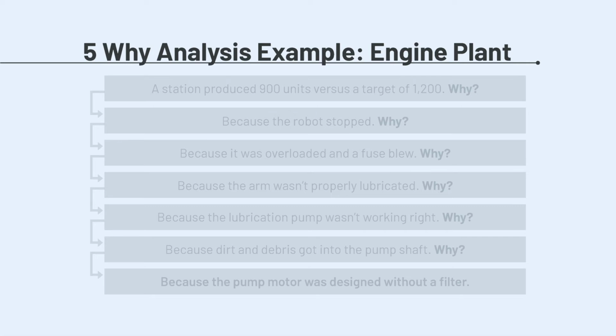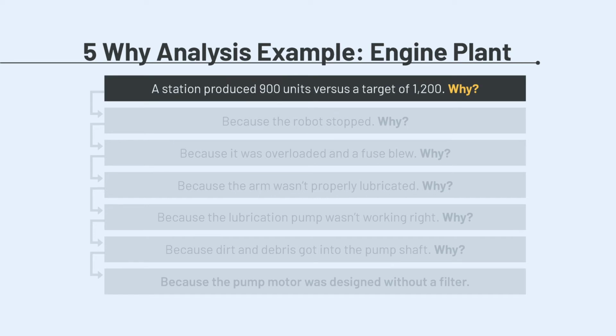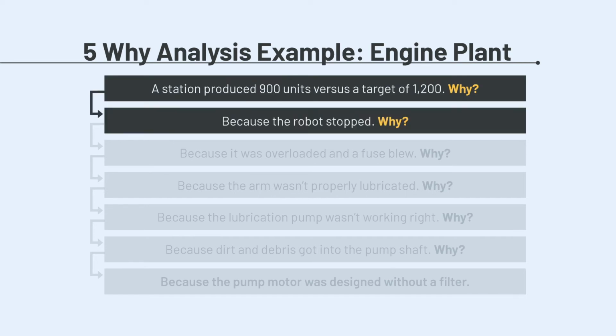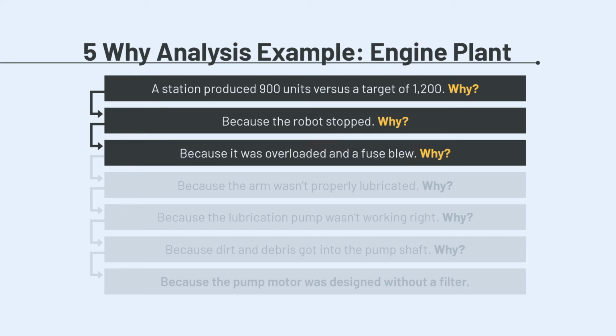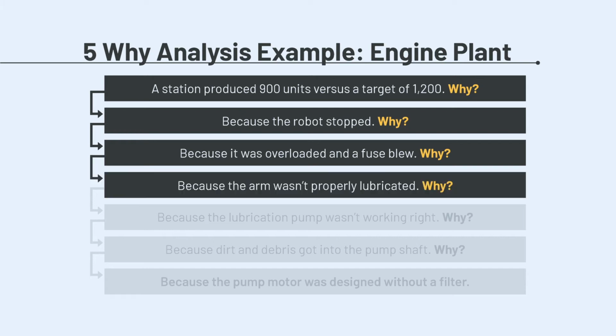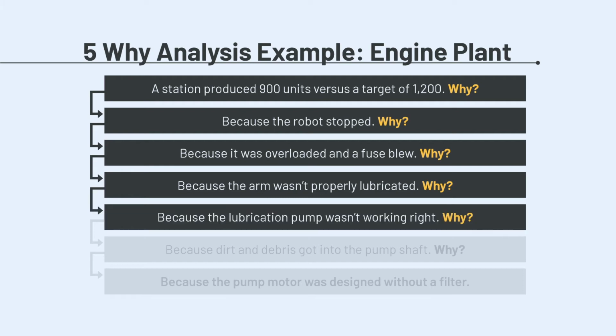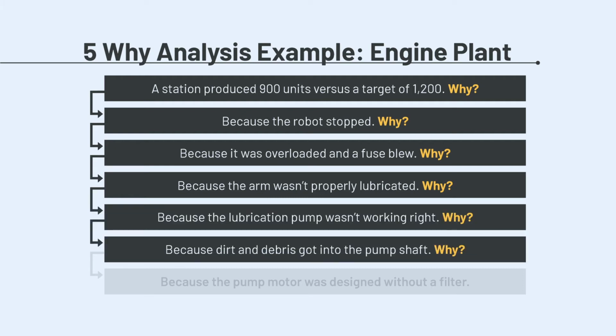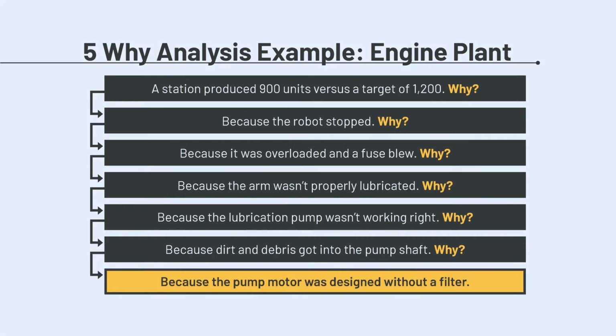from an engine plant. The station produced 900 units versus a target of 1,200. Why? Because the robot stopped. Why? Because it was overloaded and a fuse blew. Why? Because the arm wasn't properly lubricated. Why? Because the lubrication pump wasn't working. Why? Because dirt and debris got into the pump shaft. Why? Because the pump motor was designed without a filter.